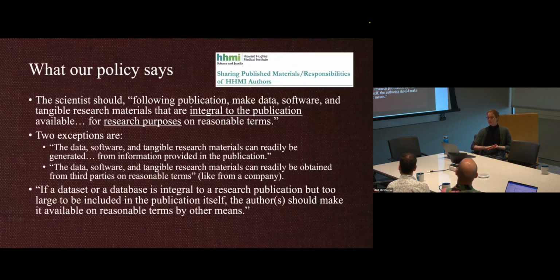Reproducibility. So what the policy actually says is that you should make data, software, and tangible research materials that are integral to the publication available for research purposes on reasonable terms. The two exceptions are if the data can be readily reproduced from the information in the paper, or if it can be readily obtained from a company or something. And if the data set is integral to the research but is too large to be included in the publication, the author should make it available on reasonable terms by other means.